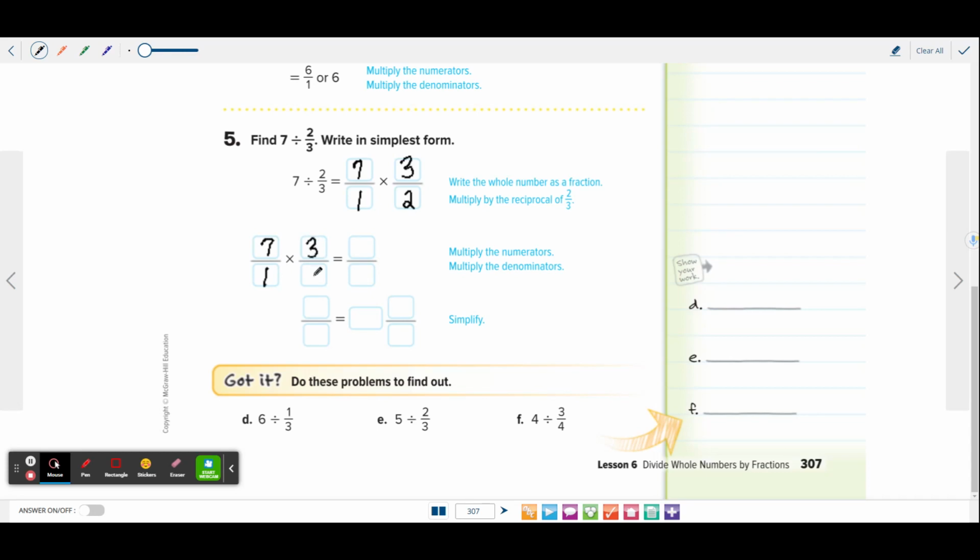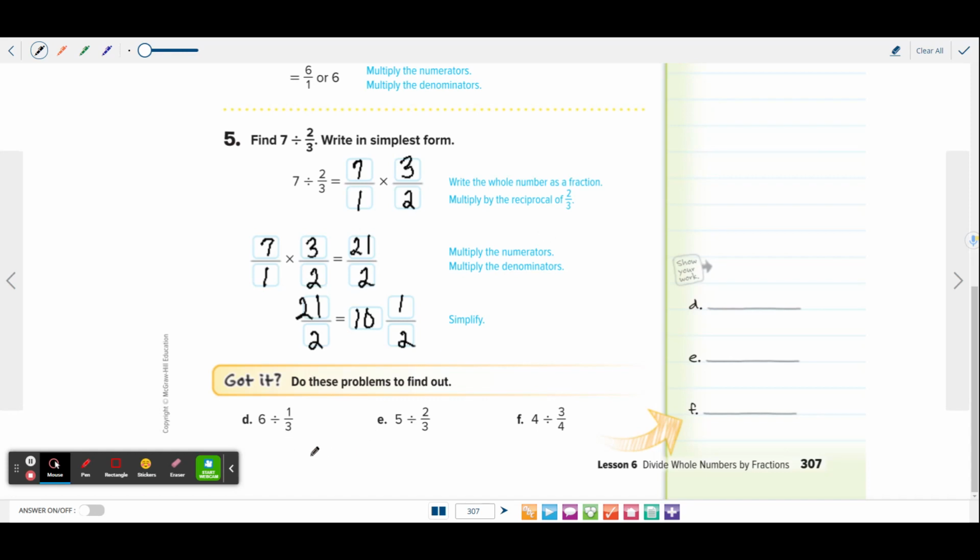Okay, so now we just multiply. 7/1 times 3/2 would be 21/2, and 21/2, let's see, 2 goes into 21 10 times, which would be 20, and then we would have 1/2 left over. So 10 1/2 is the answer for that. Now, again, I want you guys to pause the video, do D, E, and F, and then you can come back and check your answers in just a second, okay?